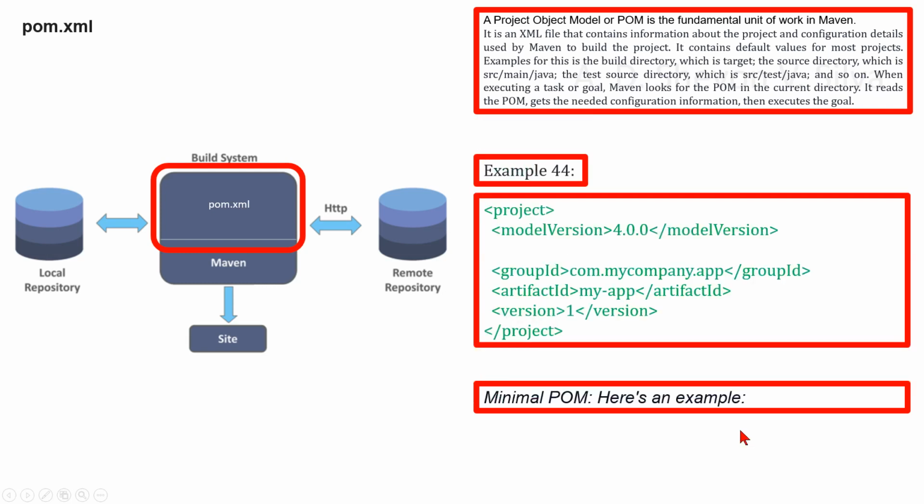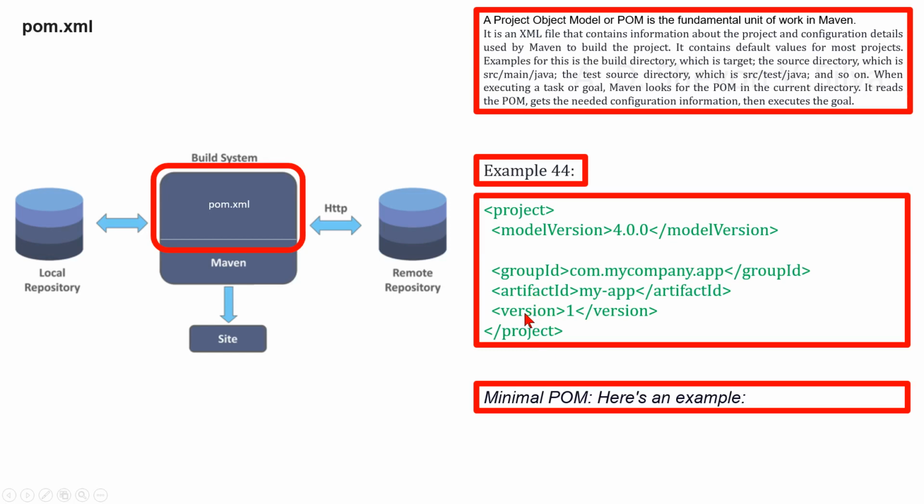Now we are considering the minimal POM. Here is an example. The minimum requirements for a POM are the following. Project root, and modelVersion should be set to 4.0.0. groupId, the ID of the project's group. artifactId, the ID of the artifact's project. version, the version of the artifact under the specified group. In this example, a POM requires its groupId, artifactId, and version to be configured.